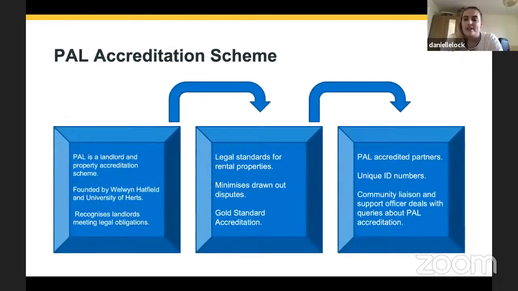The Partnership Accreditation for Landlords is a landlord and property accreditation scheme that aims to improve the standards of privately rented accommodation. The scheme was founded by Welwyn Hatfield and the University of Hertfordshire in 2012. Within 2 years, the scheme had accredited 54 landlords and 4 letting agents, and has since accredited many more. The scheme aims to recognise landlords that exceed property standards and meet the legal obligations that fall on property owners. Students are actively encouraged to seek landlords who have gained this accreditation, as they will have assurance that their new property will meet legal standards and can have confidence in a well-managed property.